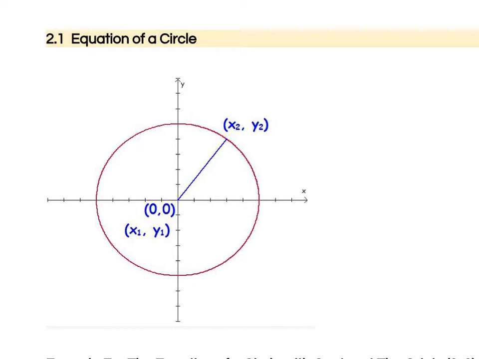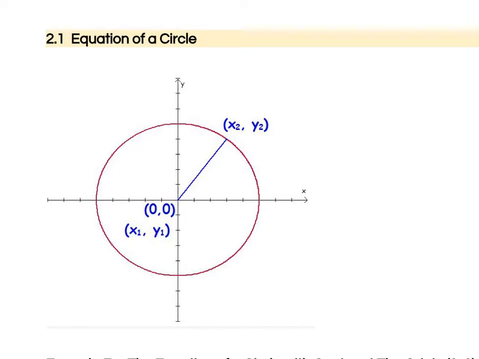I want you to envision that we have a point plotted at the origin, and we have a second point plotted somewhere out here, and we're going to label our origin as x1, y1, and we're going to label this point that's somewhere out as x2, y2. And then we're going to draw a circle around such that that line becomes the radius of the circle with its center at 0, 0.